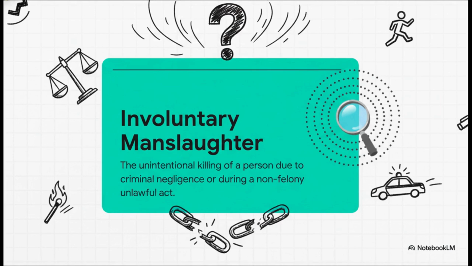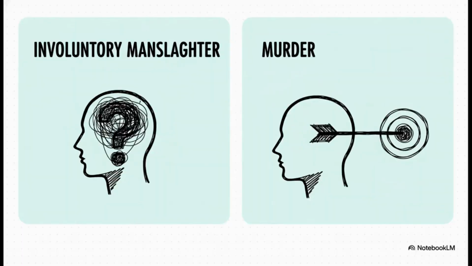Either criminal negligence, which is basically a legal way of saying someone acted so recklessly they showed a complete disregard for human life, or it happened while they were committing a lesser crime, something that's not a felony, like a misdemeanor. This right here is the absolute dividing line. For a murder charge, prosecutors have to prove intent. It's everything. But for involuntary manslaughter, the case is built on the absence of that intent. The tragic result is the same, but legally, it's the defendant's state of mind that separates these two crimes completely.